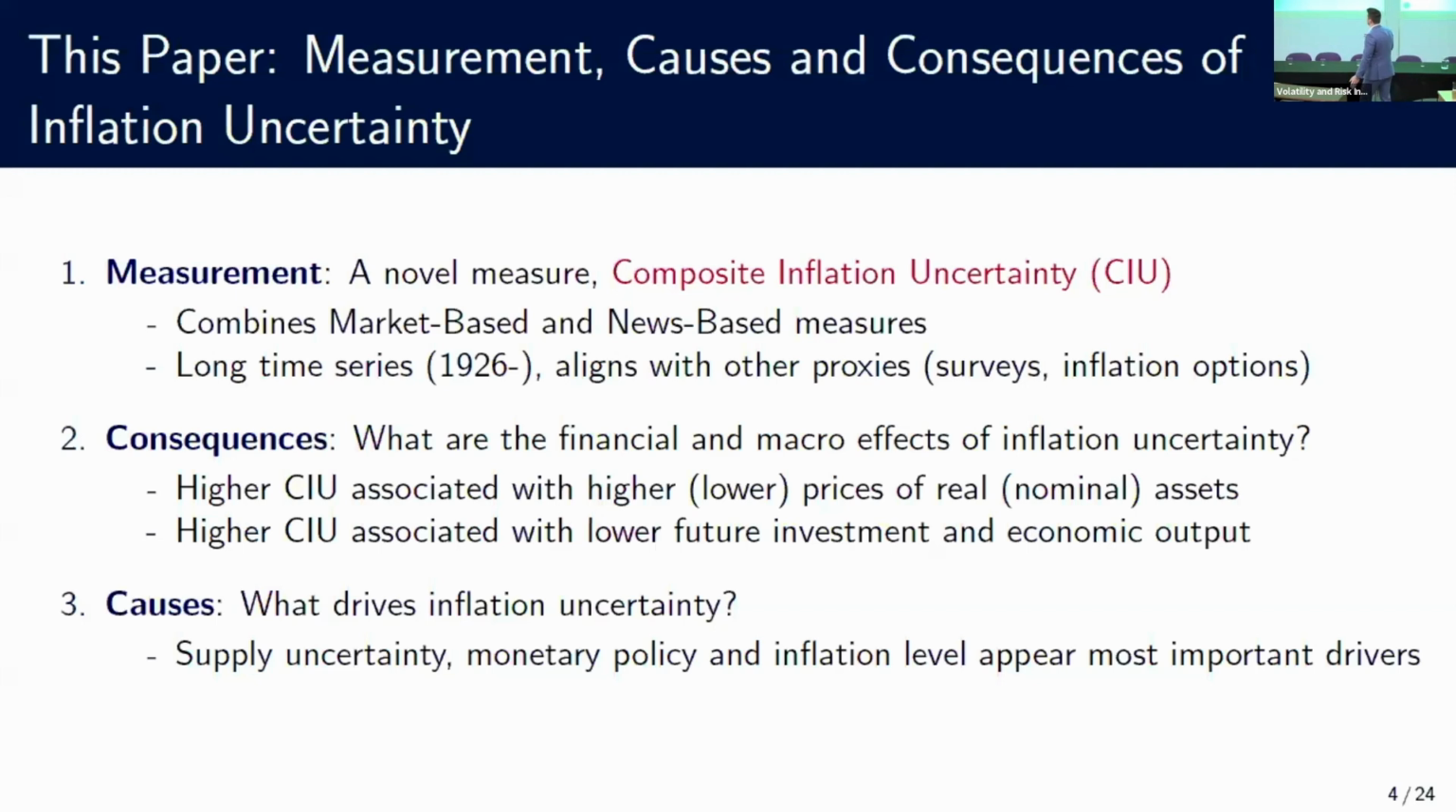And then we also find that higher inflation uncertainty is associated with lower investment and lower economic output. So households and firms seem to hold back when they are very uncertain about future prices. Finally, we study the drivers of inflation uncertainty. We find that over a large part of the sample, there's a lot of uncertainty about supply that's driving inflation, as well as monetary policy. It has shifted in more recent years, where trade policy and fiscal policy play important roles too.